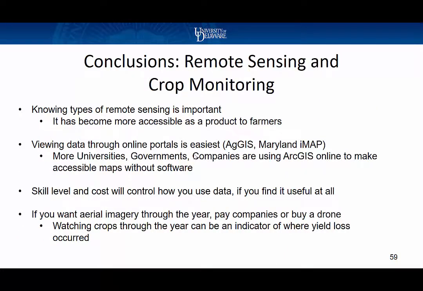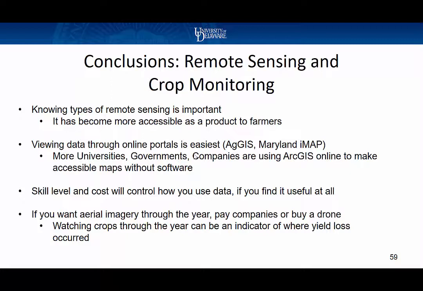So for remote sensing and crop monitoring, knowing the types of remote sensing is important. So you can understand, well, why are we talking about NIR? Why are we talking about far infrared and thermal and the visible spectrum? Why are we talking about green and blue? If you understand those, if someone's talking to you about a product or a camera or a drone and trying to sell you something, then you can be knowledgeable about what you actually need.